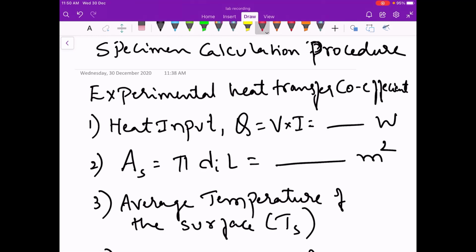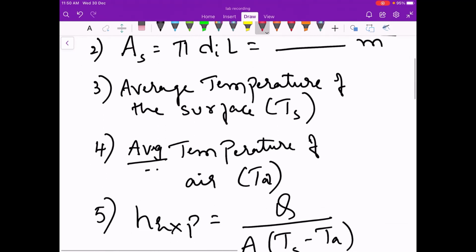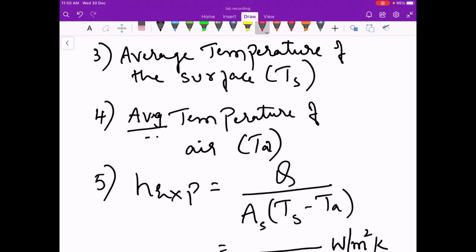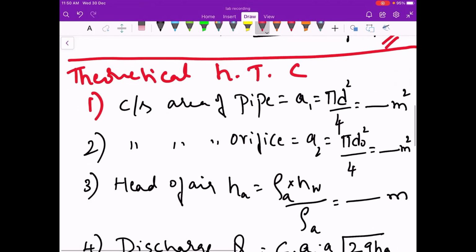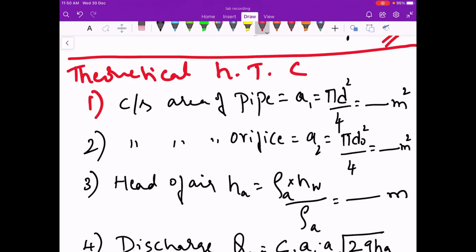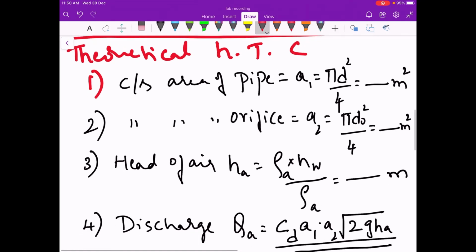First is the experimental heat transfer coefficient. How to find it out? That is what I am explaining now. Then the average temperature of the surface, which you get by experimentation, and the average temperature of the air. So h experimental equals Q divided by surface area times Ts minus Ta. By this you can easily find the h experimental value of the air for forced convection.